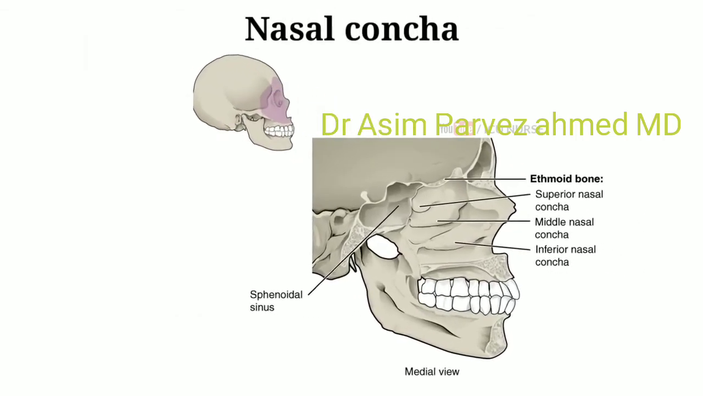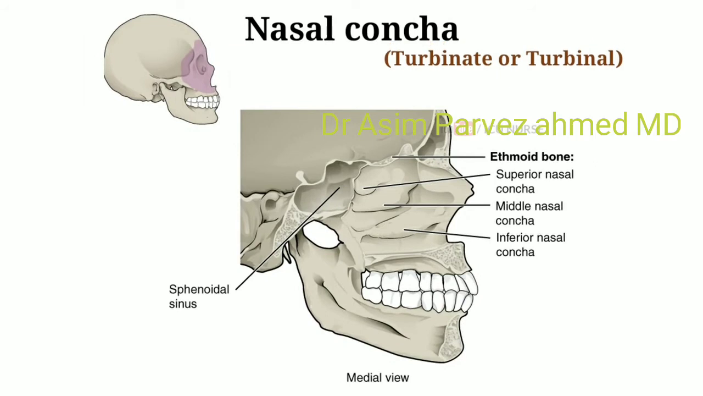Nasal concha, also called turbinate or turbinal, are any of several thin scroll-shaped bony elements forming the upper chambers of the nasal cavities. They increase the surface area of these cavities, thus providing for rapid warming and humidification of air as it passes to the lungs.